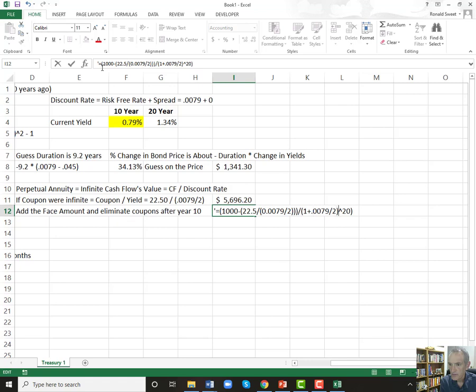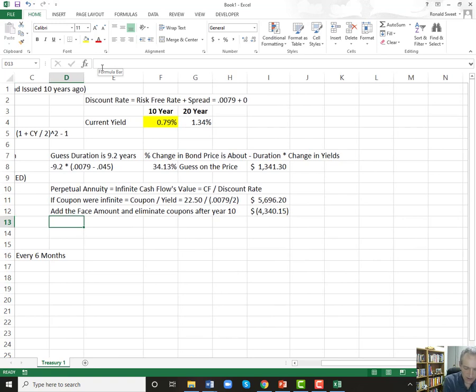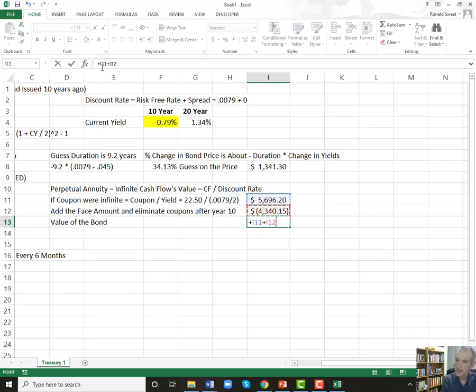1 plus that raised to that. Here's where I needed one more parentheses there. There we go. All right, so if I do that, then we get the value of the bond going to be equal to the value of the infinite cash flow plus the face value minus the infinite cash flow after year 10. And we get 1356.05. That looks like that's pretty close because my guess figure was 1341.